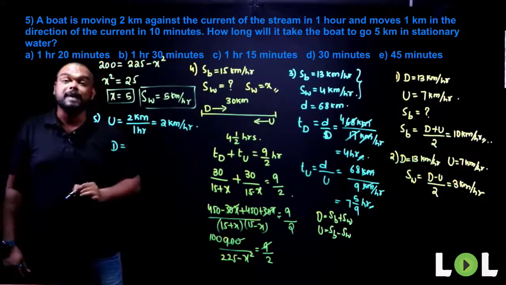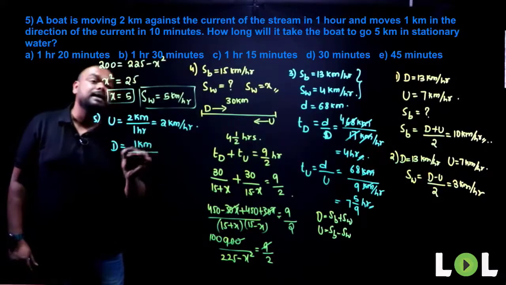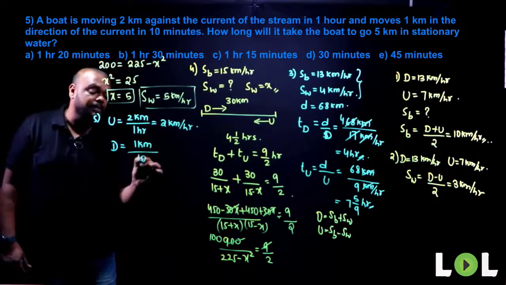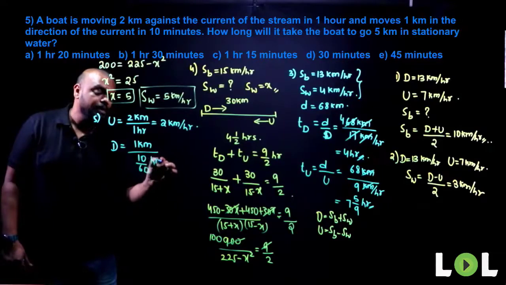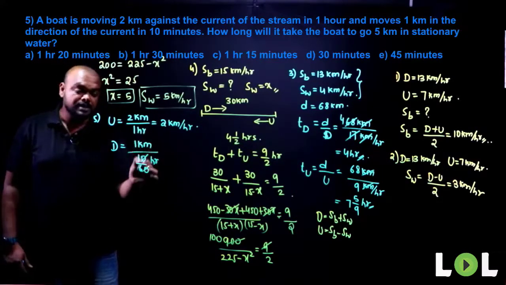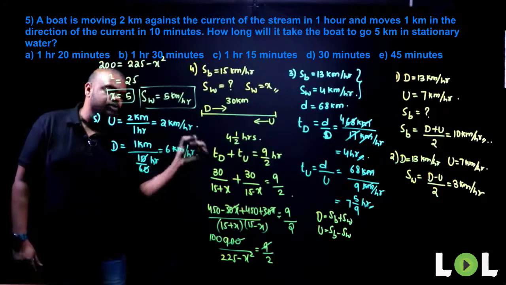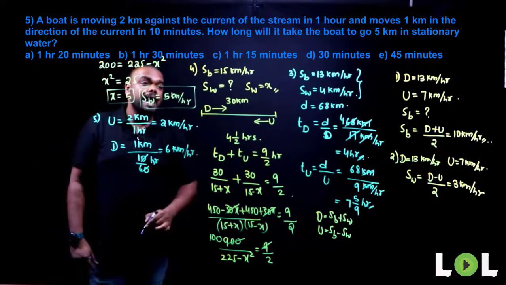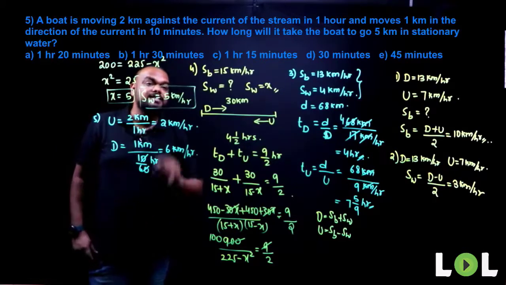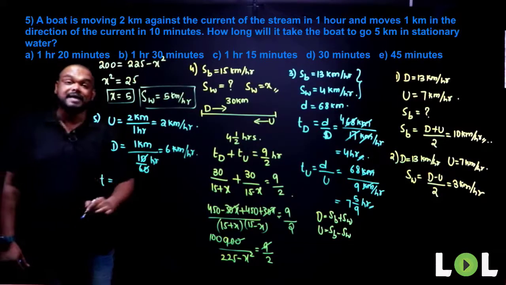We can calculate downstream speed. How? Distance by time taken. Distance is how many kilometers? 1 kilometer, divided by time taken, 10 minutes. 10 minutes converted into hours, so that becomes 10/60 hours. 0, 0 cancel, 6 goes to the numerator, 6 into 1, 6. So we will get 6 kilometers per hour, that is downstream. What is he asking? How long will it take the boat to go 5 kilometers in stationary water? How long will it take? Time is asking.